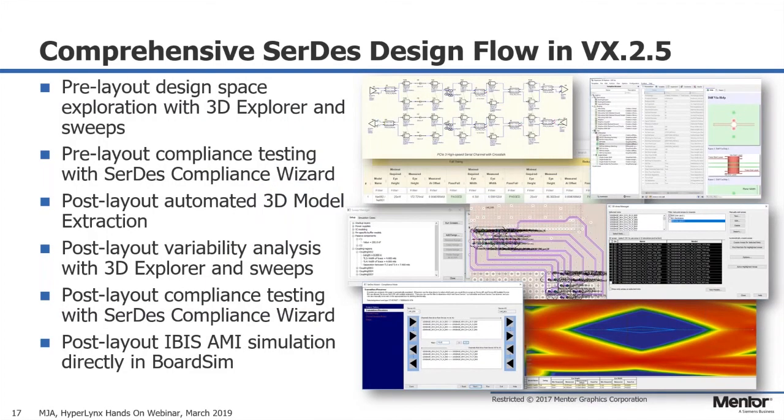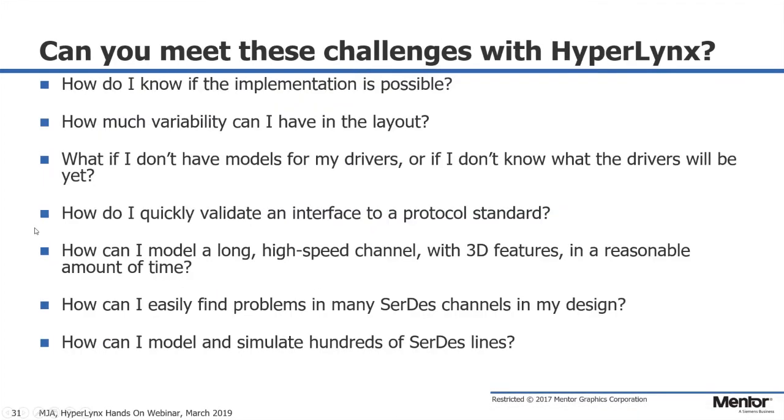Let me just jump to this final slide here. So we had these questions at the beginning. How can you know if the implementation is even possible? We have tools, the line sim, the SERDES Wizard, Protocol Wizard, that let you know whether you're headed down the right path and things are going to work out. How much variability can you have? We have tools to sweep through that. We have an additional 3D Explorer, which works in building those S parameter models in a batch mode, more than just doing sweeps in the HyperLynx SI tool.